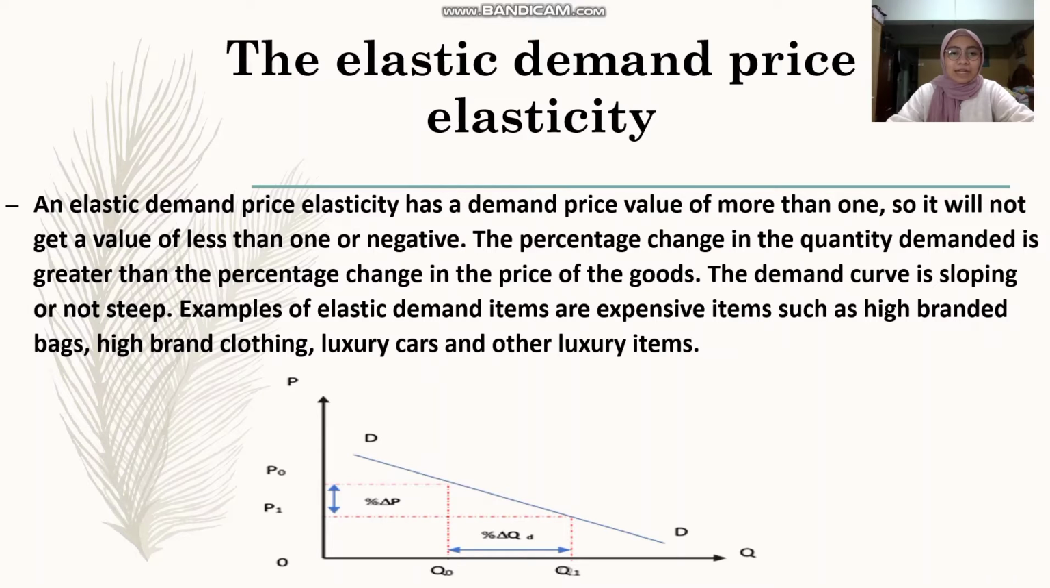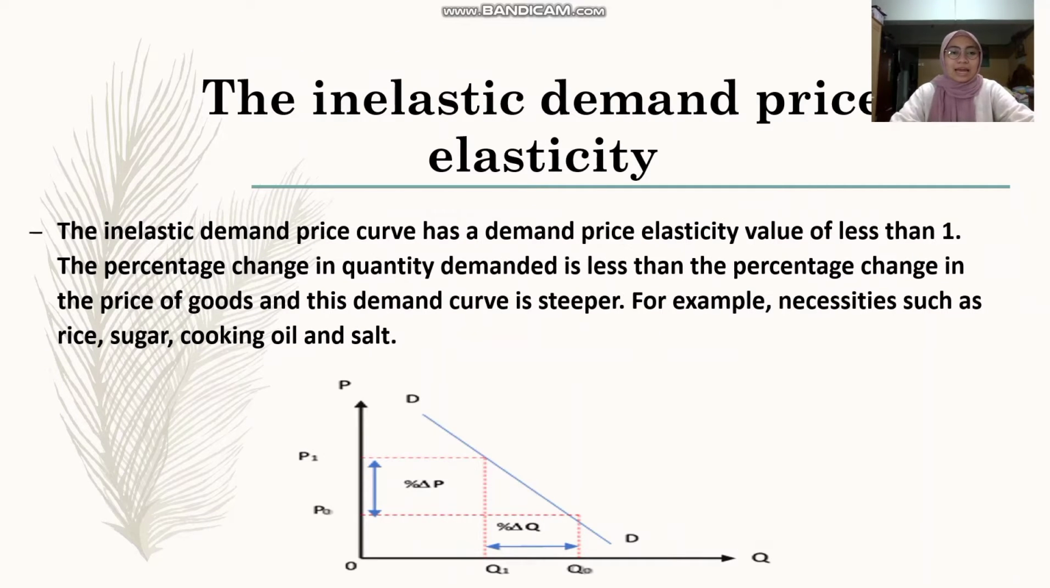Examples of elastic demand items are expensive items such as high branded bags, high branded clothing, luxury cars and other luxury items like Gucci, Prada or something like that. The inelastic demand price curve has a demand price elasticity value of less than 1. The percentage change in quantity demanded is less than the percentage change in the price of the good and this demand curve is steeper. For example, necessities such as rice, sugar, cooking oil and salt.